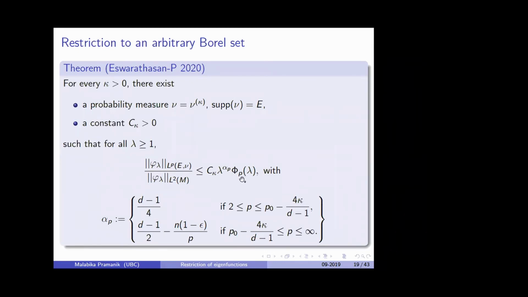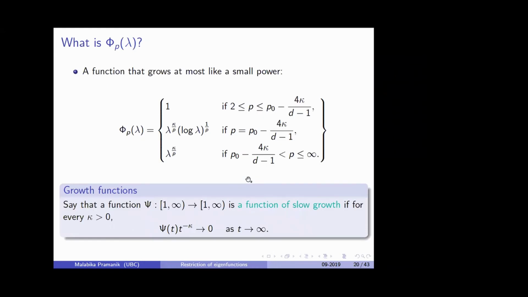Similarly, there is a fudge factor in the power of lambda as well, which has been captured in this function phi sub p lambda. What is phi sub p lambda? It's a function that grows at most like a small power, lambda to the power of kappa over p. If kappa was 0, then we would recover exactly Sogge's and Burq, Gerard, Tzvetkov, and Hu's bound on submanifolds. In general, though, we cannot take kappa to be equal to 0, only arbitrarily small. Of course, if p is small, then phi sub p is just a constant.